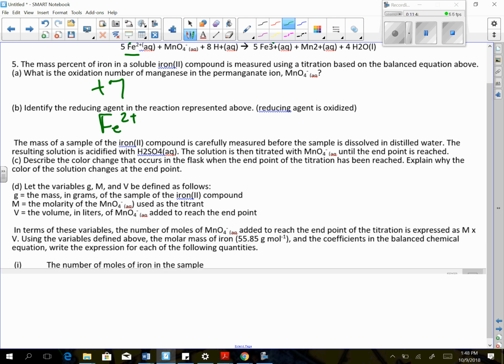So the next part is not a question you would maybe have now. You might have this when we get to acid bases, just about indicators in that unit, but I left it in because it doesn't hurt to talk about it. It says describe the color change that occurs in the flask when the end point of the titration has been reached, and explain why the color of the solution changes at the end point.